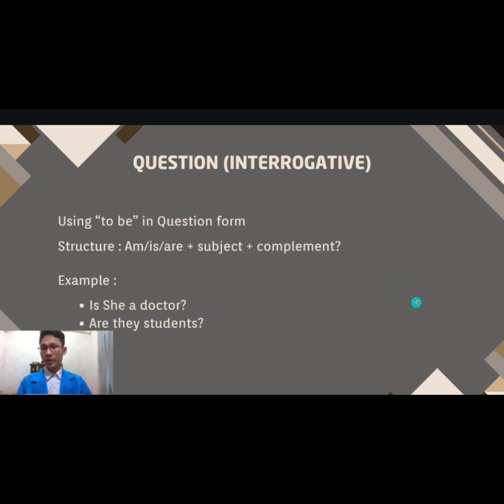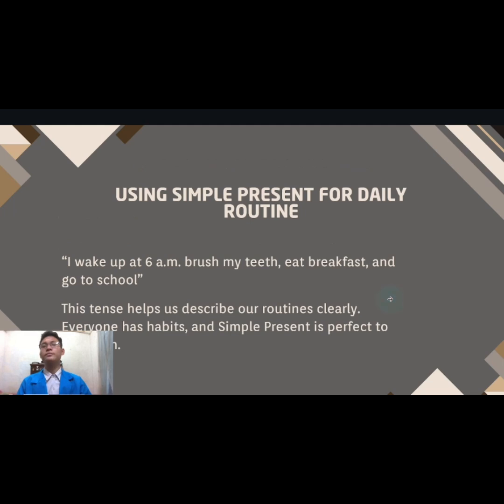If using to be in question form, the structure is am, is, are plus subject plus complement, question mark. For example, is she a doctor? Are they students?